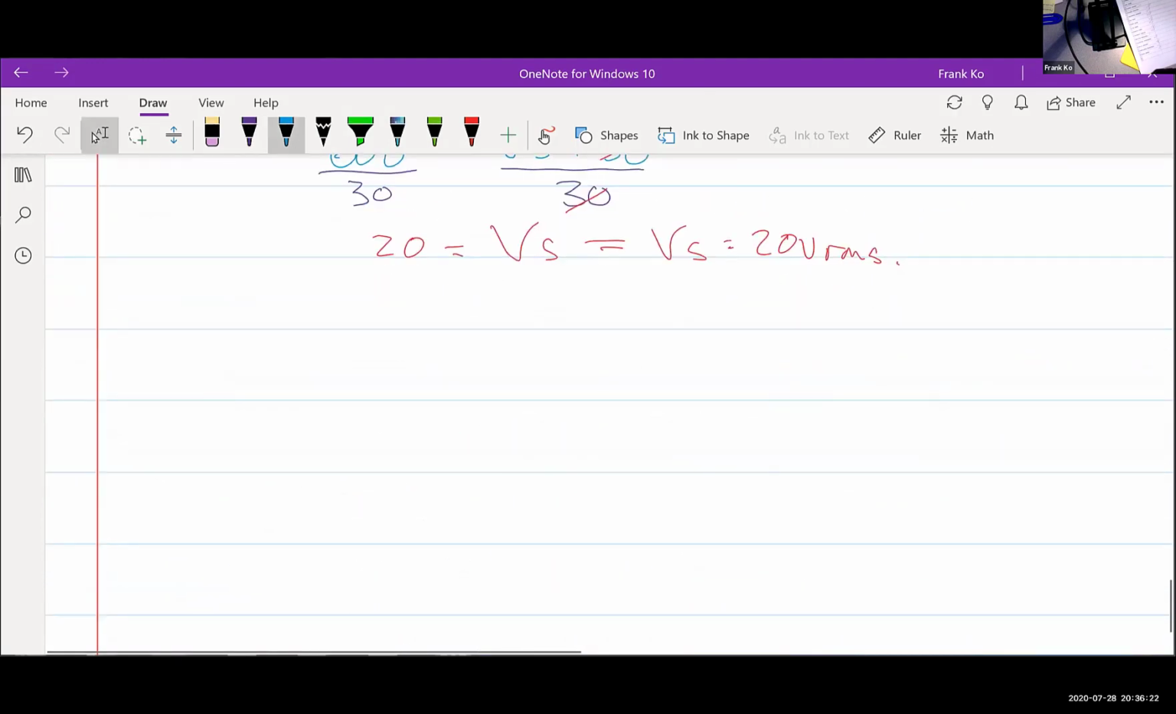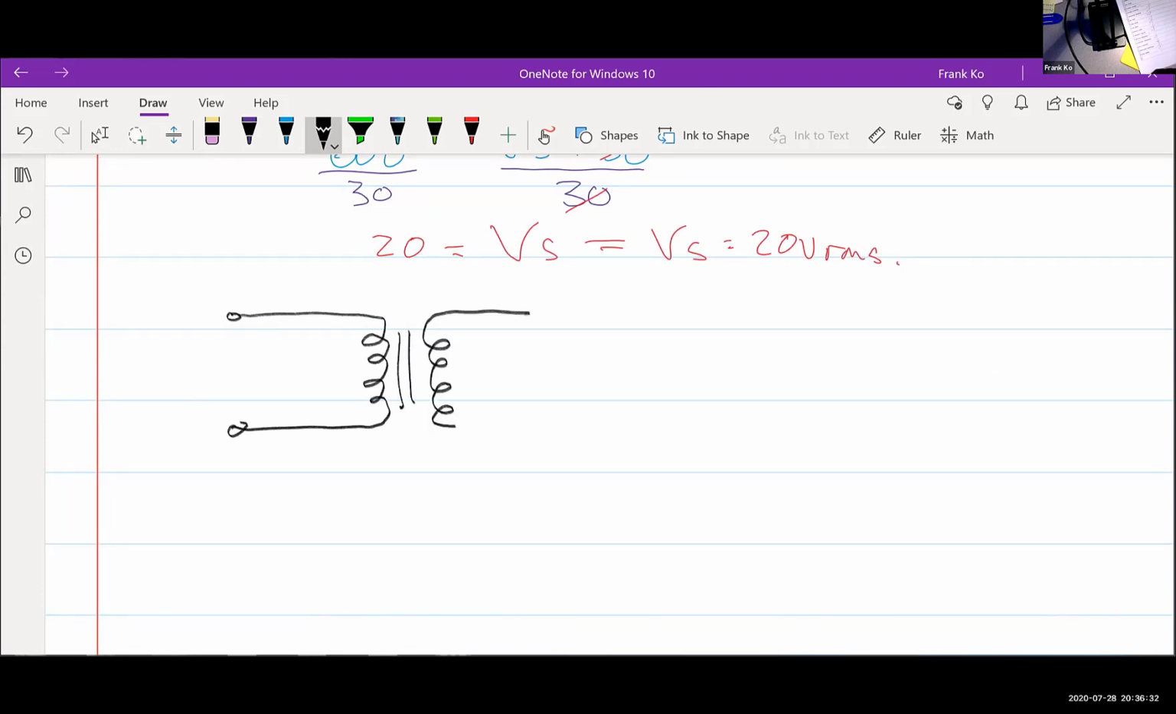Another one to play with would be here. Let's say this is 216V RMS. And let's say this guy is 15 and this is 2. And I'm looking for V2.